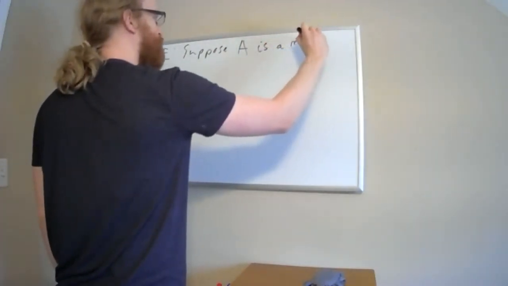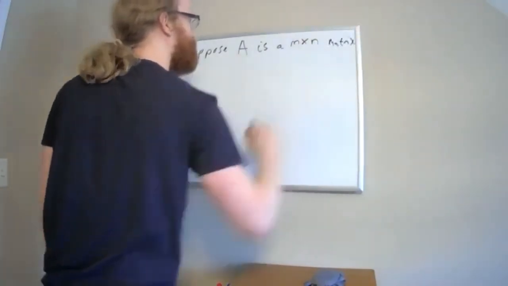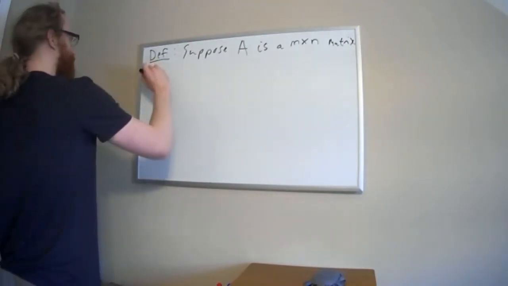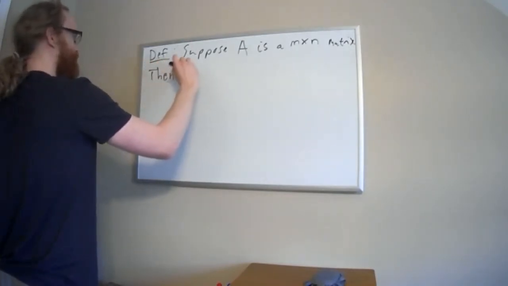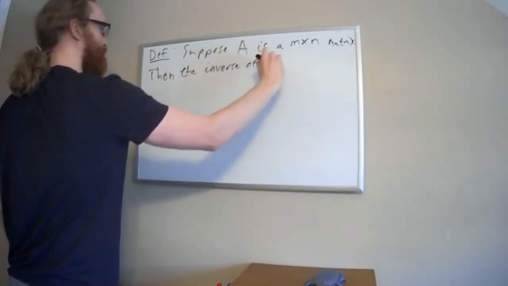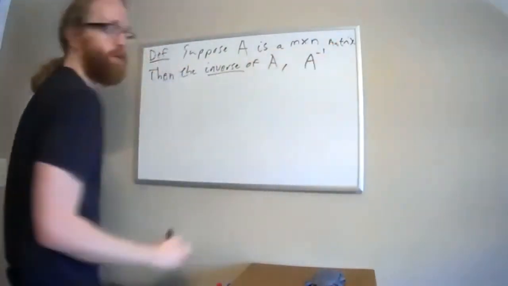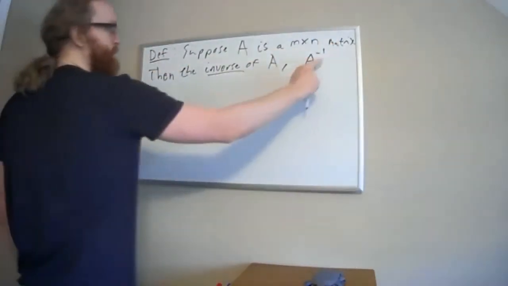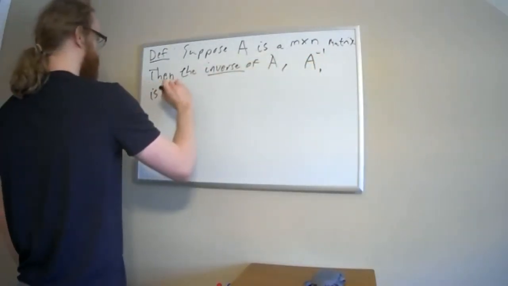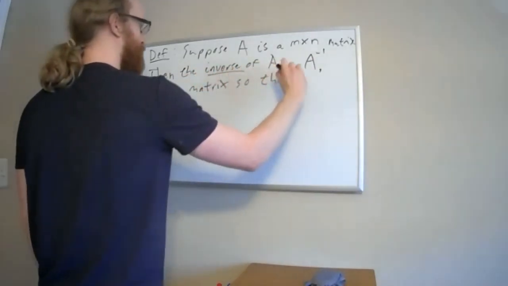And I'm going to write this for now, an n by n matrix, but we're going to come back and fix this because it's not quite right. For now, it has some dimension m by n. Then the inverse of A, which I'm always going to denote as A to the -1, just like for the reciprocals of a number. So A to the -1 is the inverse of A, is a matrix so that the following things are true.